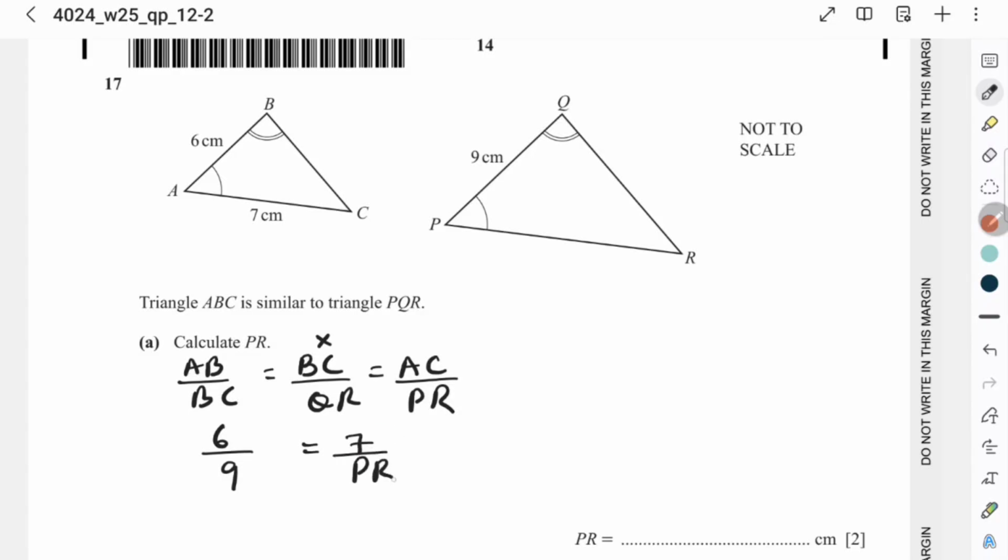Cross multiply, 6 PR is equal to 7 nines are 63, and PR is equal to 63 over 9. Just wait a minute, 63 over not 9, 63 over 6. And then you can take the 3 times table. 3 times 2 is 6, and 3 times 21 is 63. 21 upon 2, or 10 whole 1 over 2 you can write down.